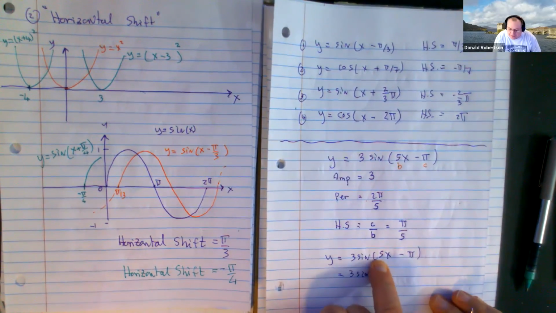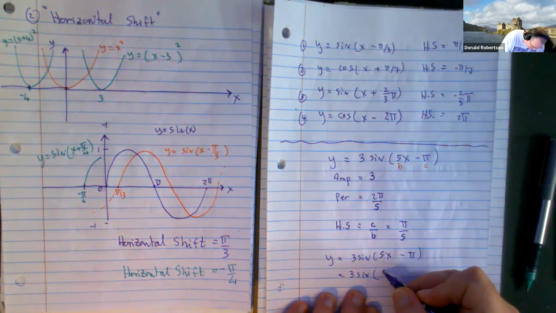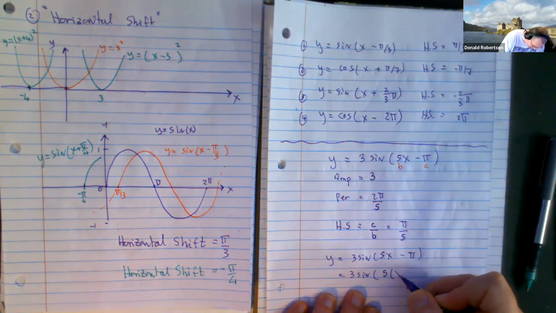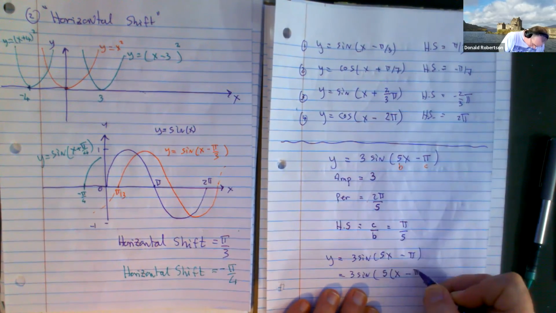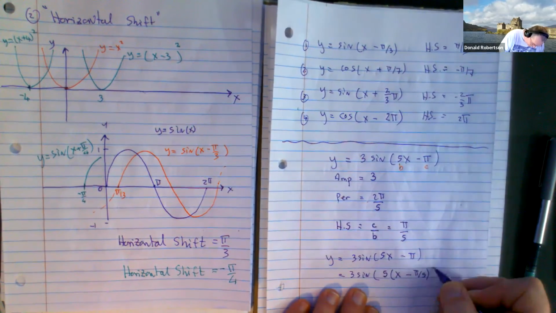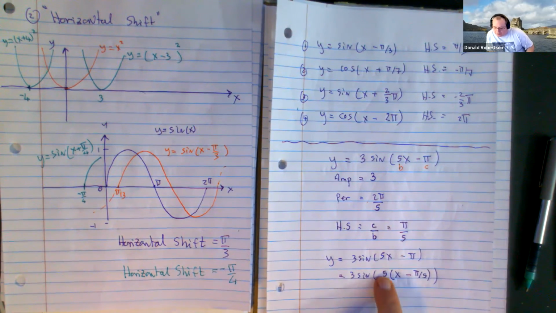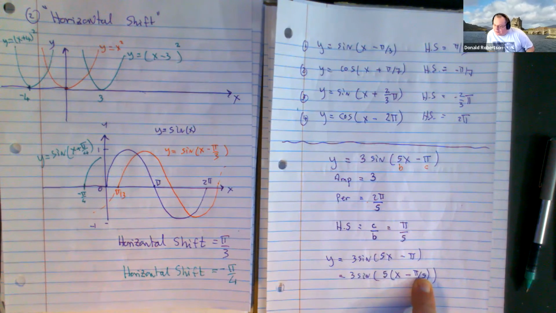You rewrite 5x minus pi by pulling out a common factor of 5. If you do that, that's what you get left. Just check it out: 5 times x is 5x, and 5 times this guy gets you pi. Would you agree this is the correct thing? Do you see the pi upon 5 now?